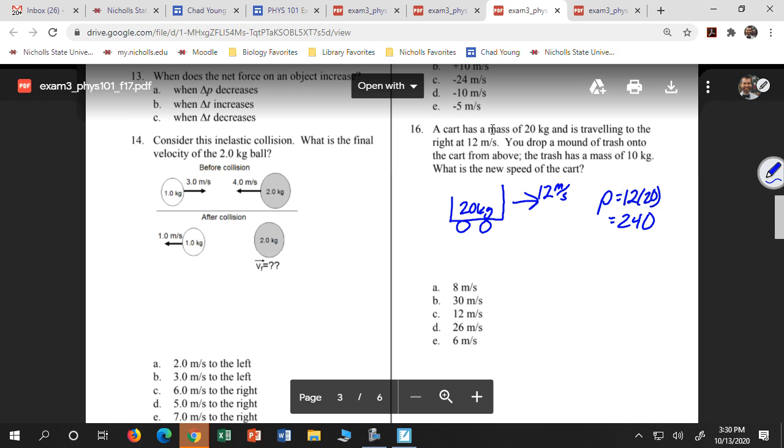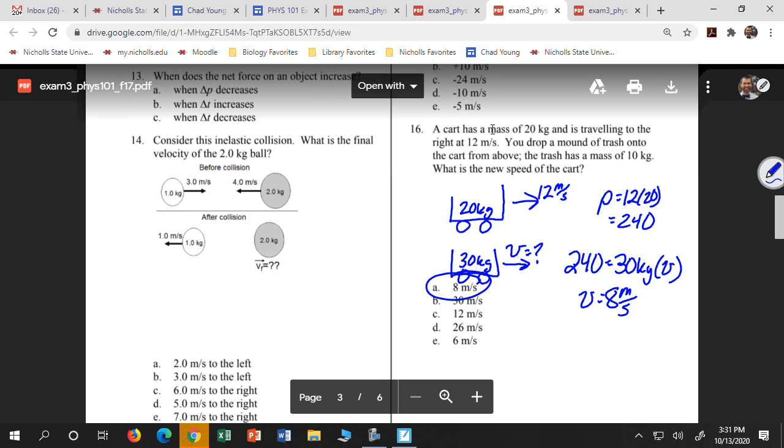But then if I increase the mass of the cart, I drop something into it. So now it has a mass of 30 kilograms, and I want to know what is the velocity equal to. Well, the momentum will still be 240. So I say 240 is equal to 30 kilograms times my new velocity, or 8 meters per second. So you see it slows down. It was going 12 meters per second, but now it's going 8 meters per second.